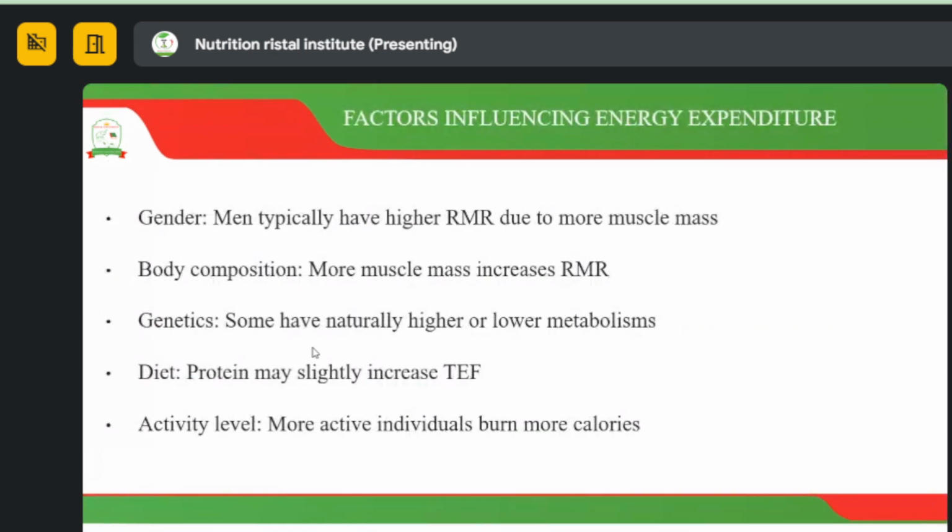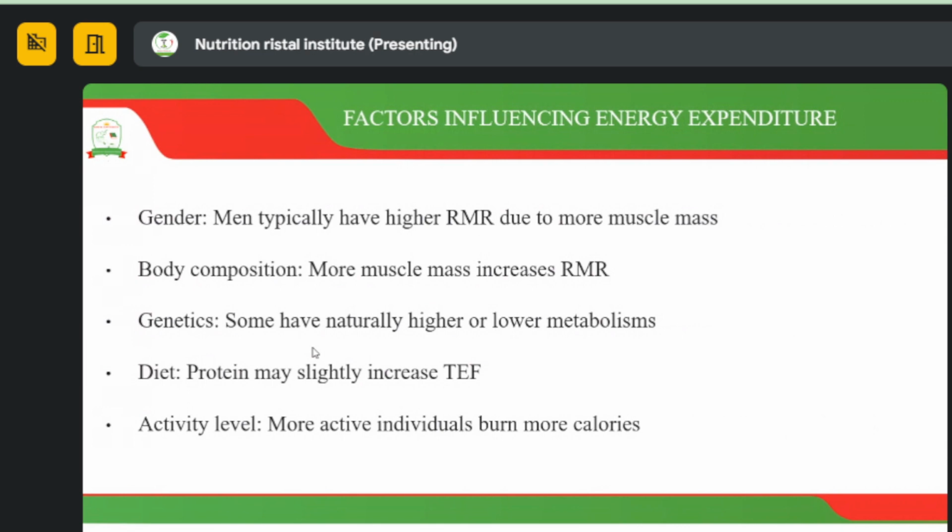So, what factors really influence energy expenditure? One is gender. Men typically have a higher resting metabolic rate due to more muscle mass. A question can be asked: why do men have a higher resting metabolic rate than women? That simply requires you to explain how muscle mass consumes more energy than fats.